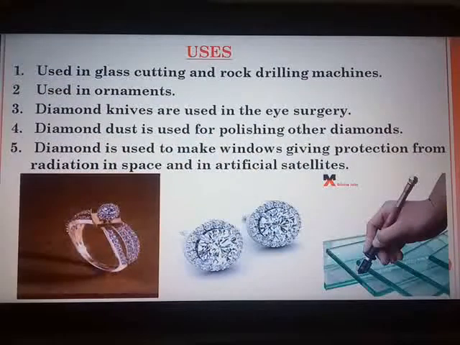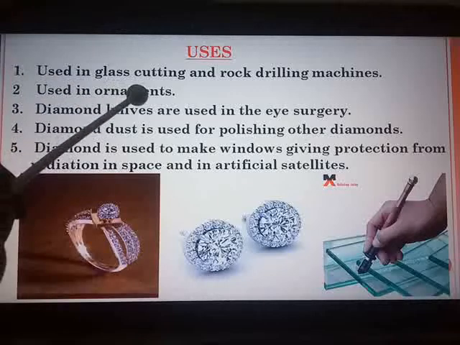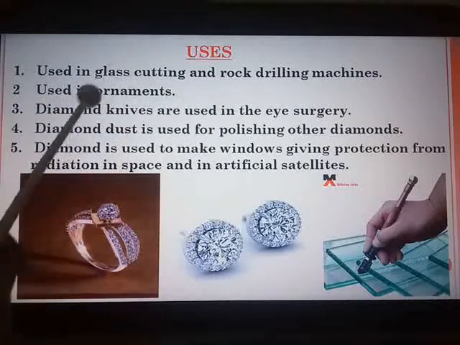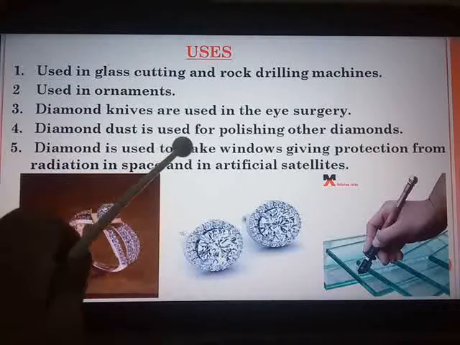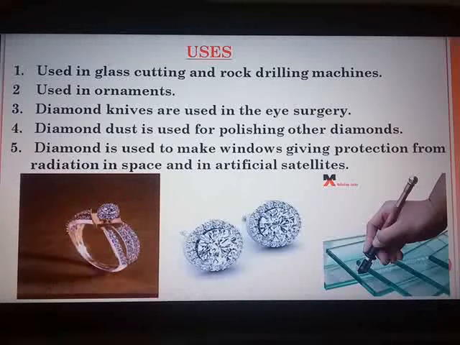About its uses, we have seen it is used in glass cutting and rock drilling machines because it is the hardest substance. Used in ornaments, diamond knives are used in eye surgery, diamond dust is used for polishing other diamonds, and it is used to make windows, giving protection from radiation in space and in artificial satellites. Each and every use in detail I have explained to you when the explanation of the chapter was done.